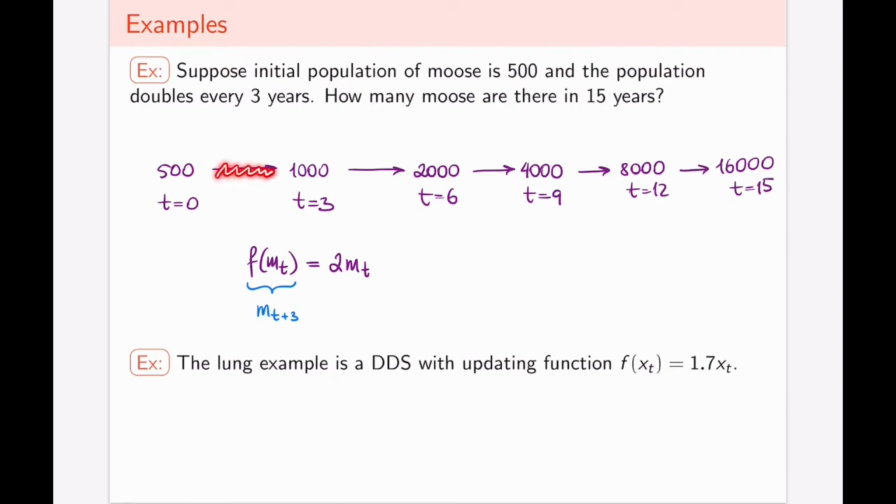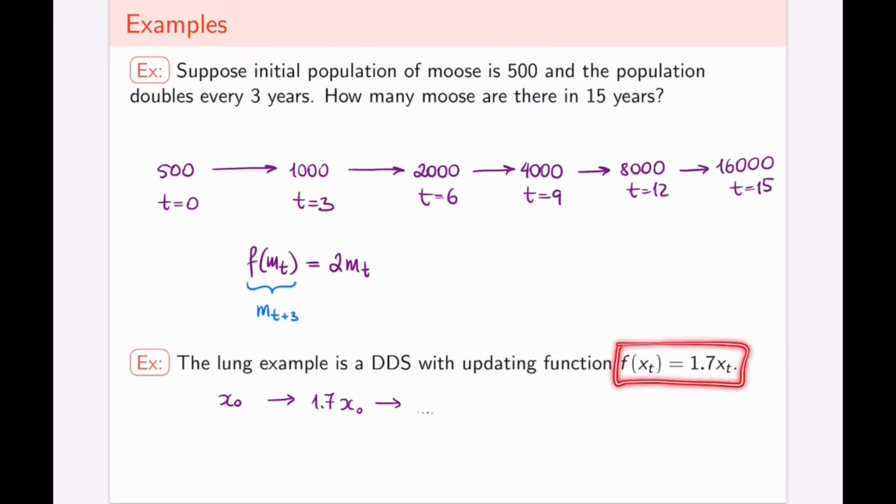Of course, there's moose here, but we're not recording their numbers except for at specific and very separate timestamps. Now, the long example that we saw last time is also an example of a discrete dynamical system with this as an updating function. Remember that we started with x naught as the number of original branches of the lungs, and then in order to compute the next available number of branches, we had to multiply by 1.7 and then by 1.7 again, and so on. So overall, the rule that we described was given by an updating function like this.